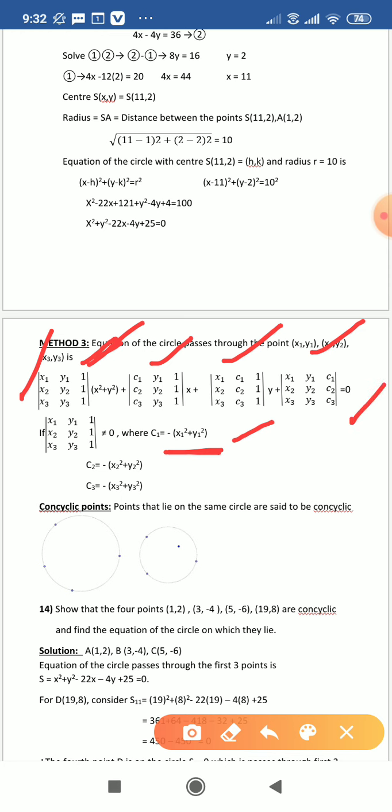But this method is only applicable when the first determinant is not equal to 0. If the first determinant is not equal to 0, this method is used. If the first determinant is equal to 0, this method does not have any validity.